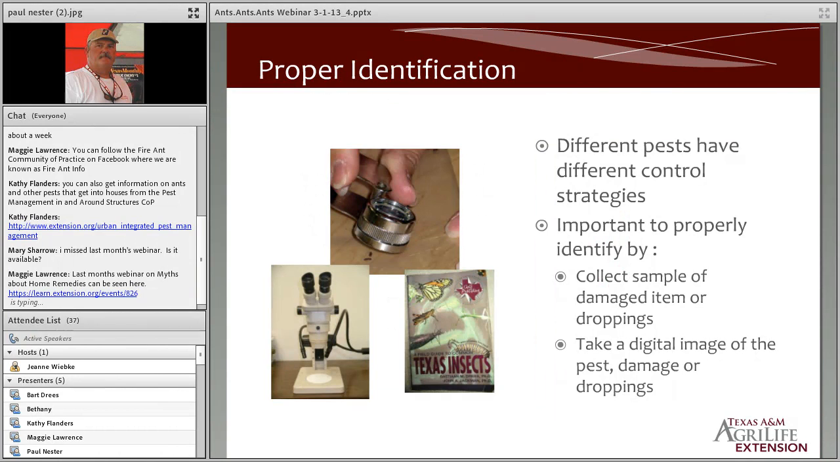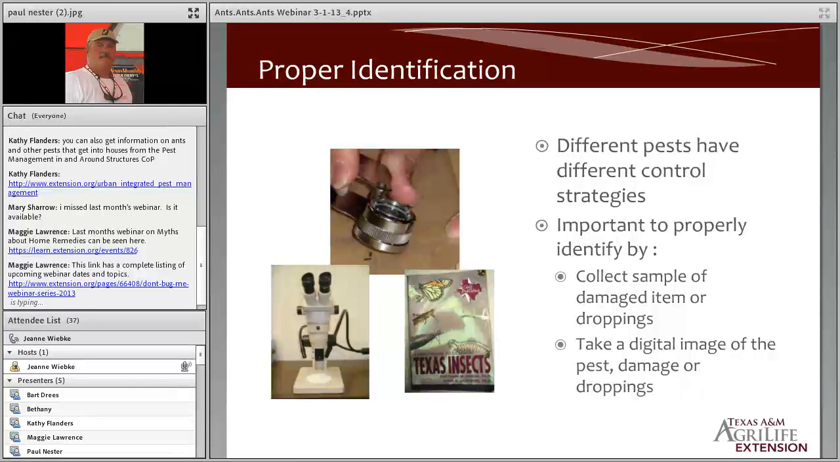Proper identification is always important. Of course, different pests have different control strategies. We'll see it with the different ants. Certain ants will react to certain baits, others won't. It's very important to have them identified by a pest professional, and hopefully this would utilize one of your county extension agents within your state. You can collect a sample of the damaged item or droppings in some cases. That helps with identifying, like, carpenter ants versus some of your termite species.